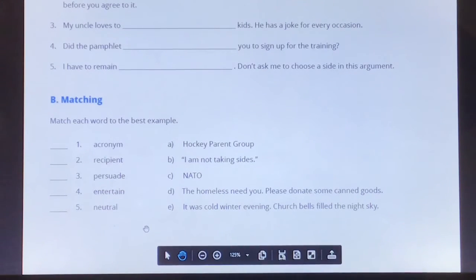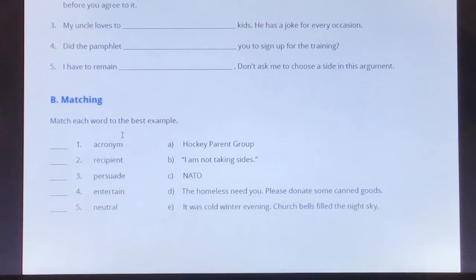So I'll give you one free one, an acronym. So C, NATO, is an acronym. An acronym is when you have letters. NATO stands for North Atlantic Treaty Organization. So every letter has a word. That's an acronym. Figure out the other 4.